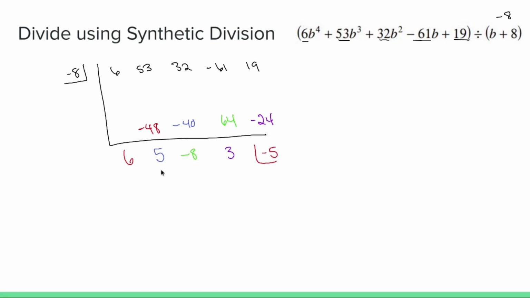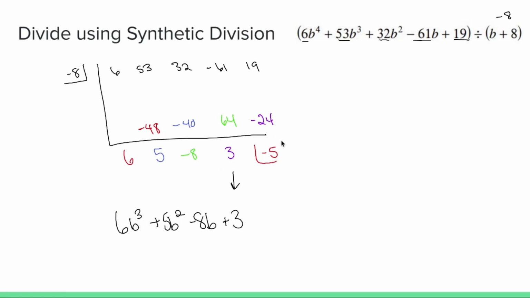So how do we build our answer from this? Well, you go from the right side of the non-remainder numbers and start attaching the variable that we used. We used b. So for 3, attach nothing. That was positive. For -8, attach a b. For +5, attach a b squared. And for +6, attach a b cubed.